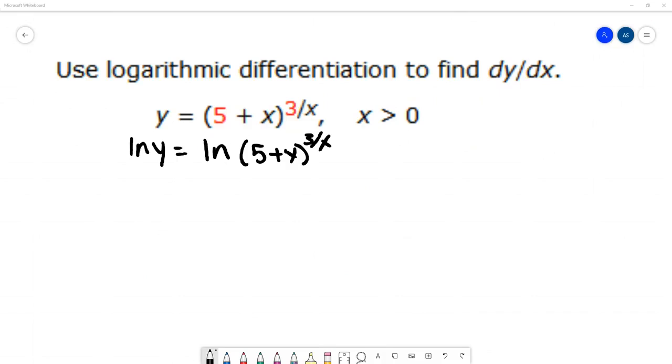Okay, once we introduce those logs, we're allowed to use the log properties. We're going to use the power rule for logarithms to take this exponent of 3 over x into the coefficient. We have natural log of y equals 3 over x times natural log of 5 plus x.